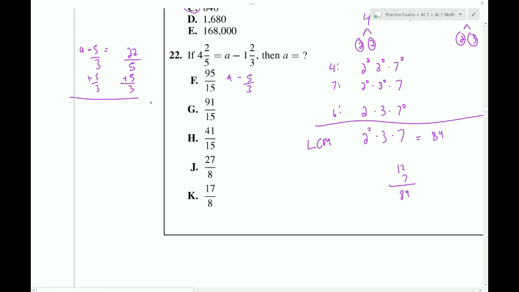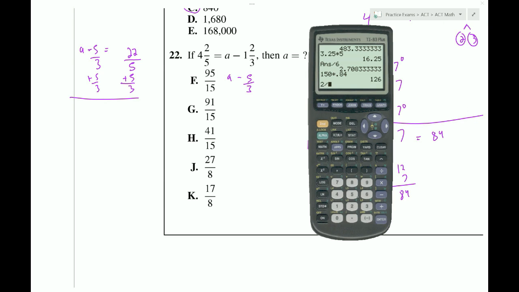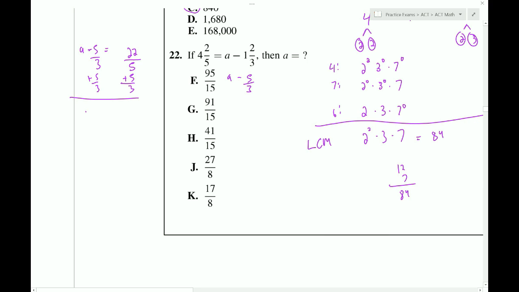So we need 22 over 5 plus 5/3. And we get this. If we want it as a fraction, we can do math, enter, enter. So we get 91 over 15. 91 over 15, which is G, right?